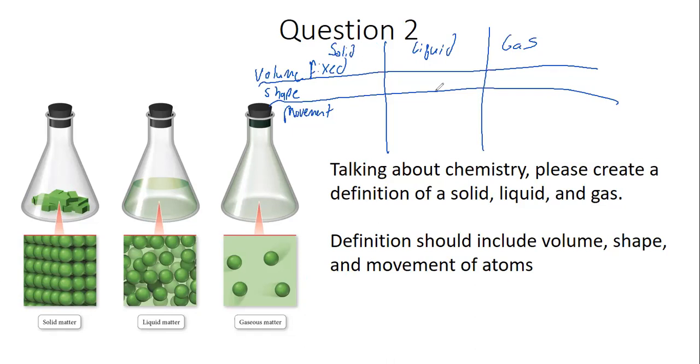How about the shape? Does the shape of a solid change or is it fixed? Yep, very good. It's fixed. If you tried to put a solid brick in a beaker, the brick's not going to change into the shape of a beaker. It's going to smash the beaker. So the shape's fixed. How about movement of atoms?